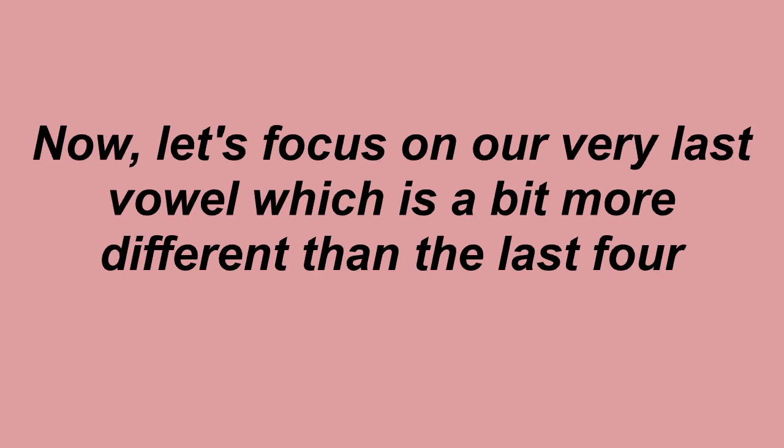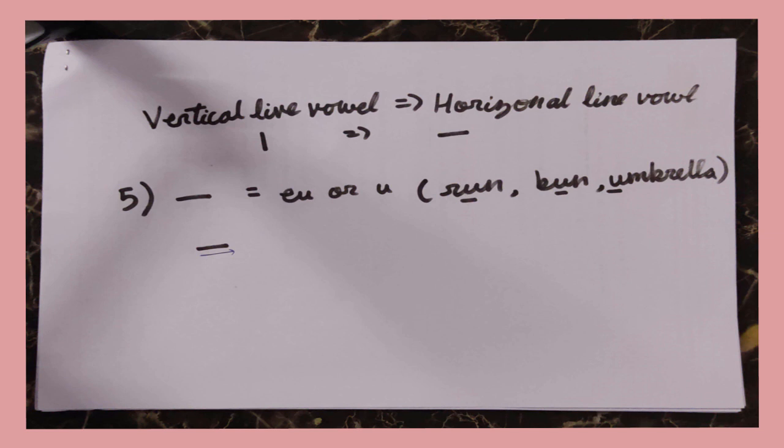Now let's focus on the last vowel, which is a bit different than the last 4. Now remember the vowel E, it is just a vertical line. But if we make that vertical line into a horizontal one, we get this vowel, and this has the sound of U as in run, gun or umbrella.